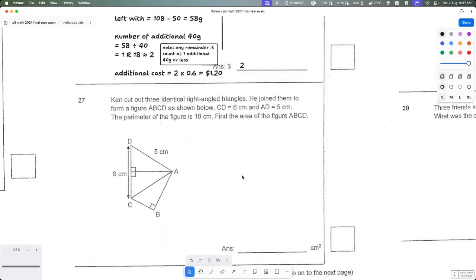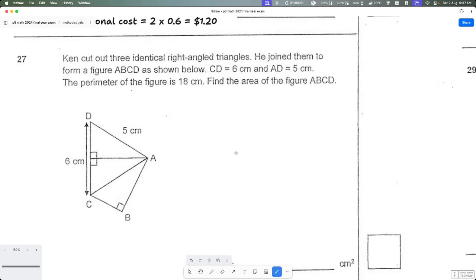All right, let's move on to 27. So question 27, Alan can cut out 3 identical right-angled triangles, as you see over here. He joined them to form a figure ABCD as shown below. CD is 6 centimeters and AD is 5 centimeters. The perimeter of the figure below is 18 centimeters. Find the area of the figure ABCD.